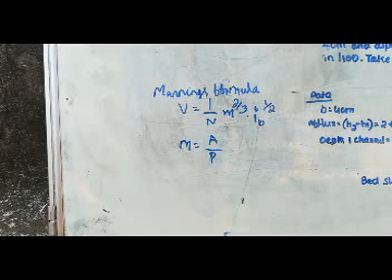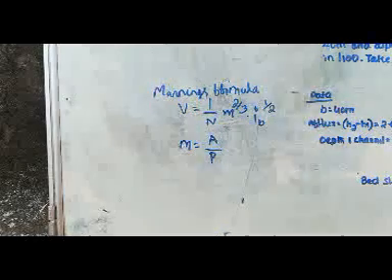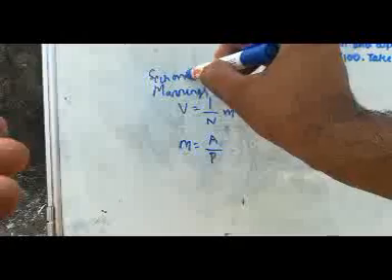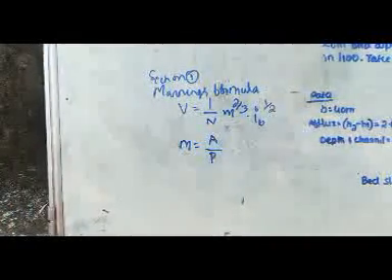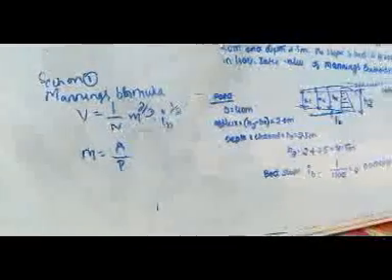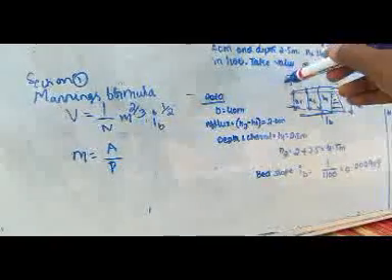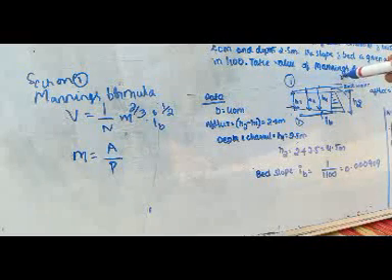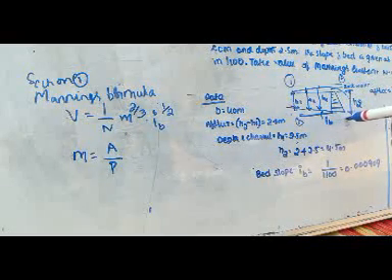So here the two sections, section 1 and section 2, are there. First we will go for section 1. Here in the diagram also, for section 1, m is equal to A by P. We will go for the two sections, section 1 and section 2.